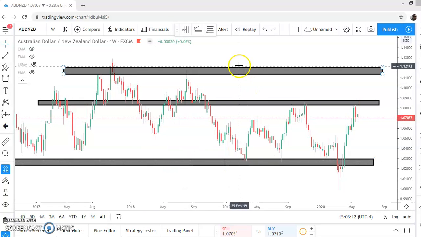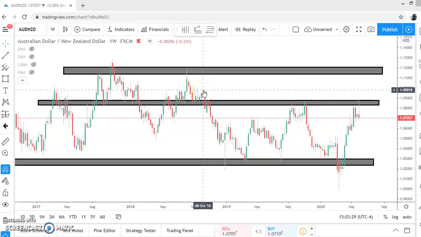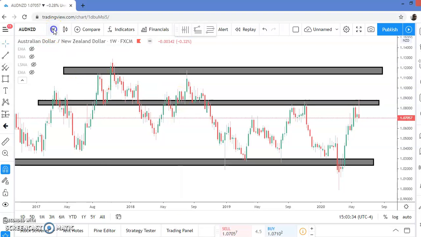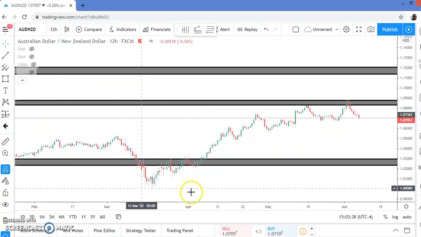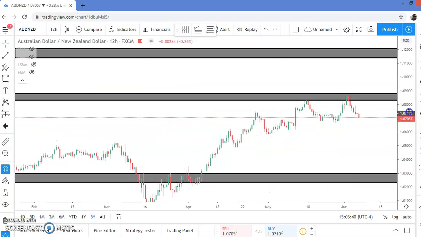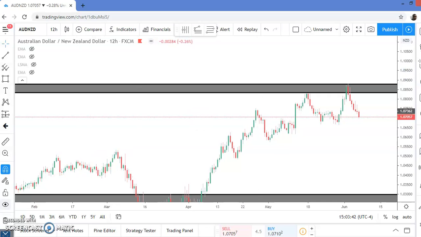Okay, so these are support and resistance zones on the weekly time frame. And actually, this could also be considered a resistance zone if we're looking at how price comes down here and kind of bounces a little bit. But again, this is on our weekly time frame, and now we're going to go down to our 12-hour time frame and see what type of story this tells us.